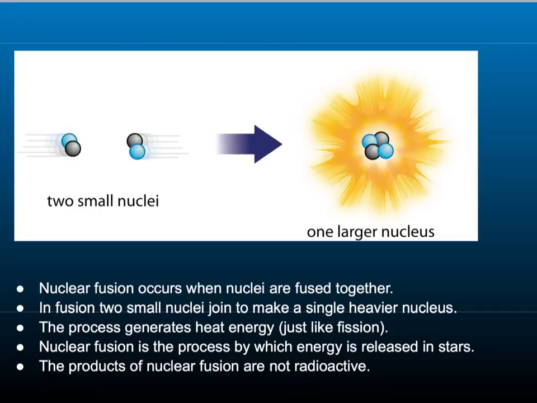Nuclear fission is a very important way of producing a lot of energy. However, there is an even more efficient process. This process is nuclear fusion. In nuclear fusion, nuclei are fused together or joined together to make a heavier nucleus. This is a process by which energy is released in stars. If we could do this on Earth, it would be even more important to us because the products of nuclear fusion are not radioactive. So unlike with nuclear fission, we wouldn't have a problem with radioactive waste.